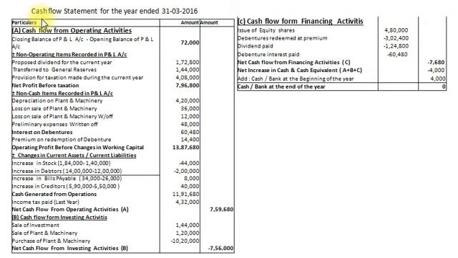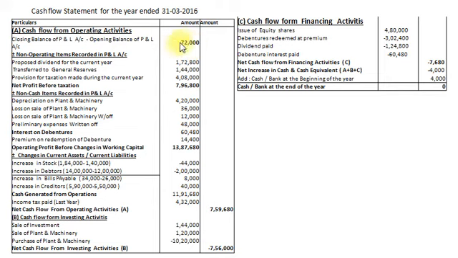Now we will prepare cash flow statement for the year ended 31st March 2016. Particulars, amount and amount. First we will take cash flow from operating activities. Dear students, here cash flow from operating activities will be calculated by using indirect method. First of all, we will take net profit by deducting opening balance of profit and loss account from closing balance of profit and loss account given in balance sheet. So we get amount rupees 72,000.